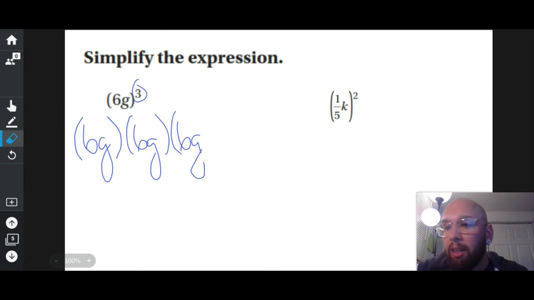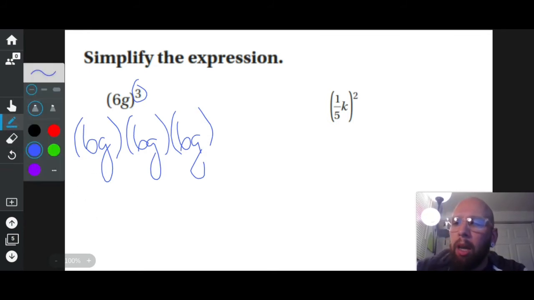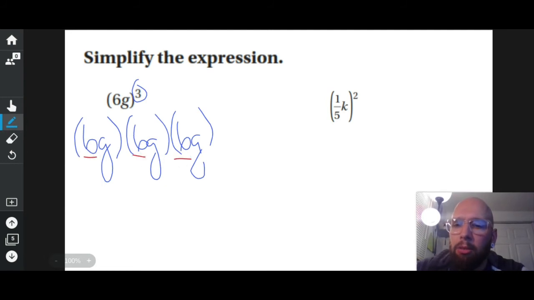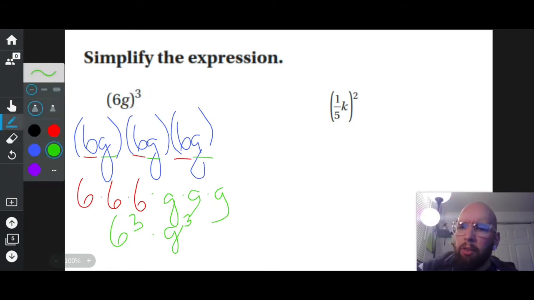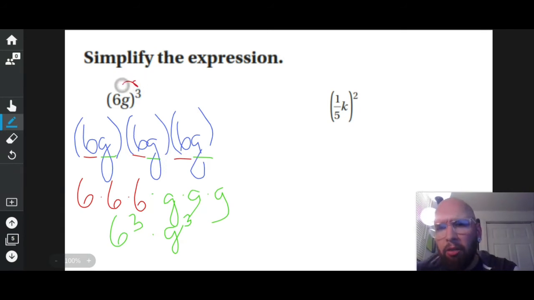Or I could just write it out like this. If I have 6 times G times 6 times G times 6 times G, I don't even need the parentheses. I'm getting rid of that parentheses right there. I could just write out 6 times 6 times 6 times G times G times G. Wait a minute. That's just 6 to the 3rd times G to the 3rd. Wait, so I didn't have to do all that mess. All I had to do was kind of do a little version of distributive property and attach 3 to both of those things.